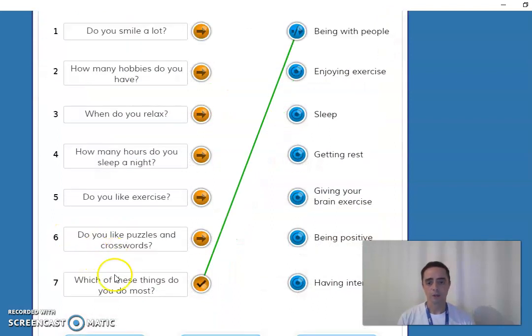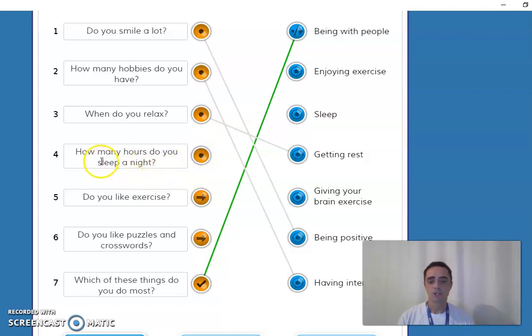Number 7, we have, which of these things do you do most? This is related to being with people. Number 1, do you smile a lot? This one will be related to being positive. How many hobbies do you have? This one, having interests. When do you relax? Getting a rest.